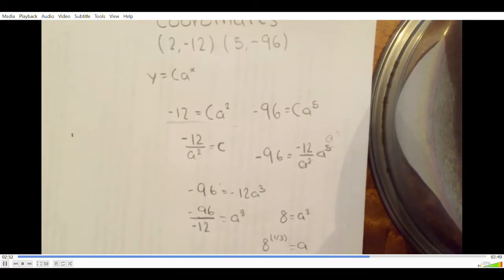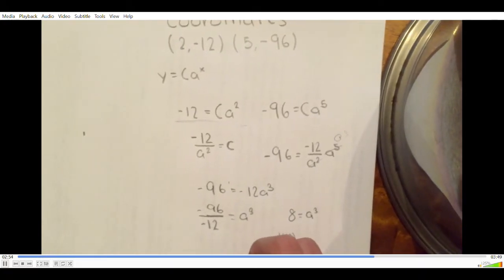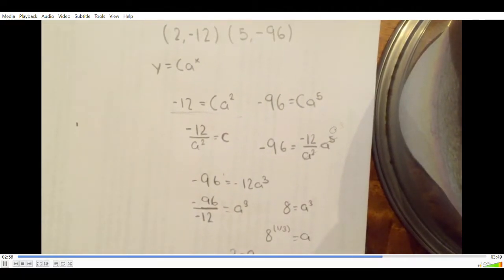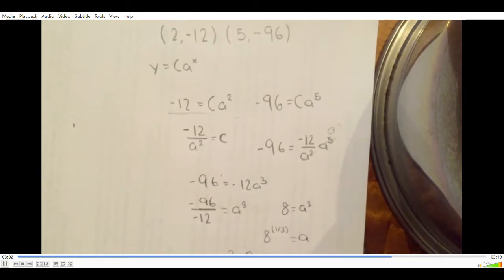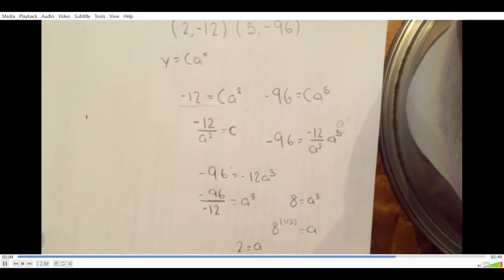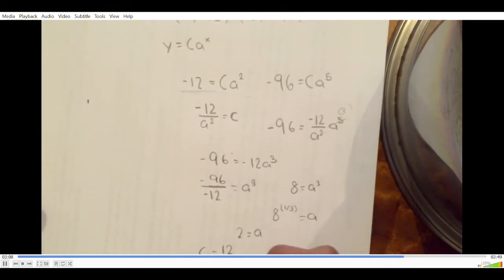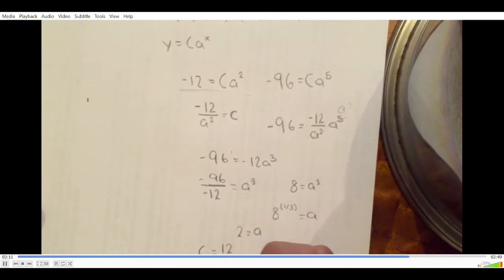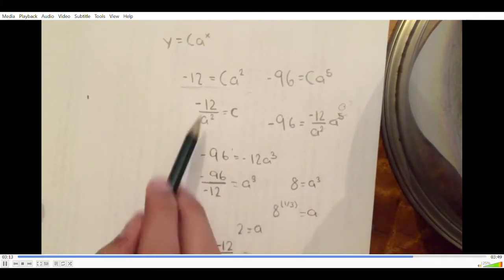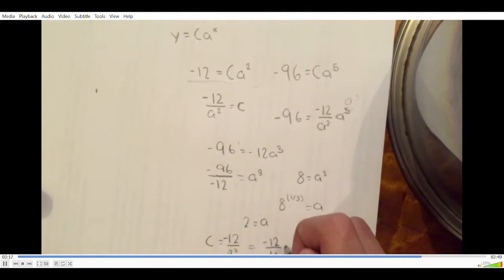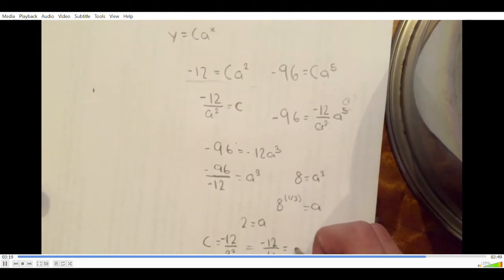Here we are going to know that a is 2, so there is our a, a is 2, and now we can substitute this a into the formula of c. So c is equal to -12 over 2 squared. Remember that here's a negative sign, so negative 12 over 4. And this becomes negative 3.